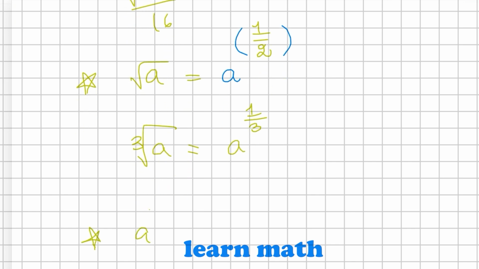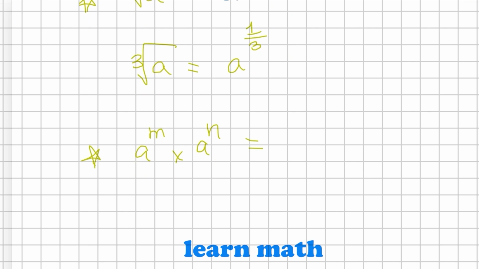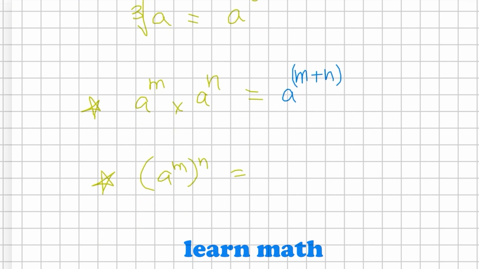And tell me the formula for a power m times a power n. A to the power of m plus n. And a to the power l whole to the power m, this will be a to the power of m times n.